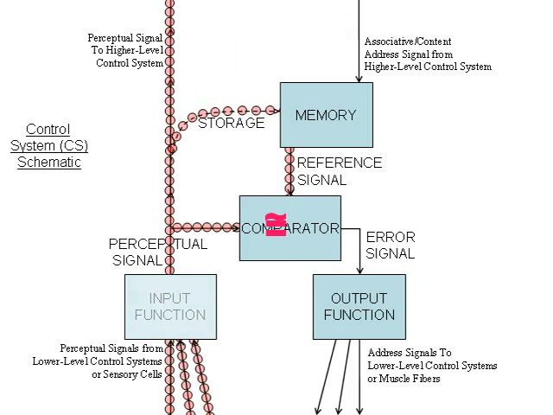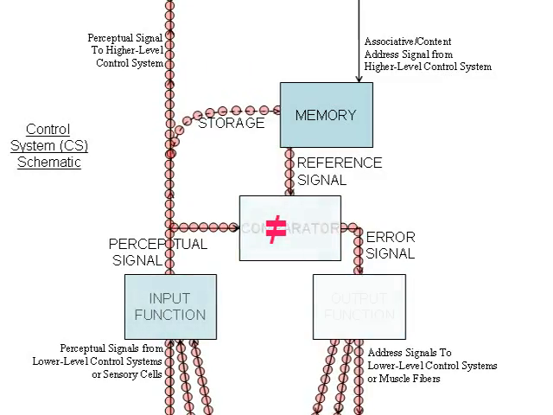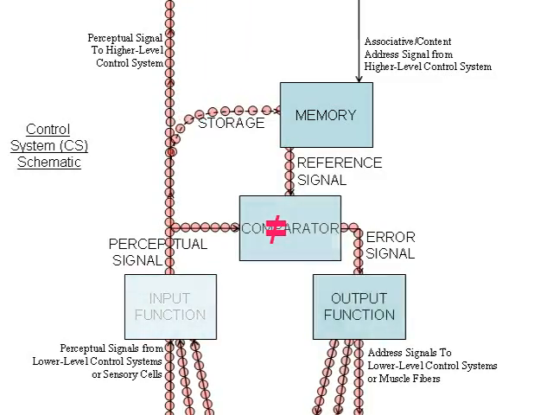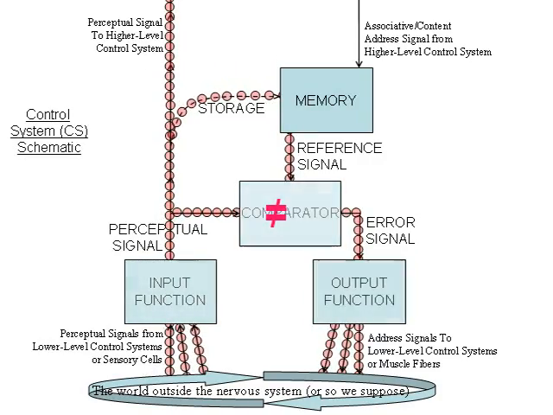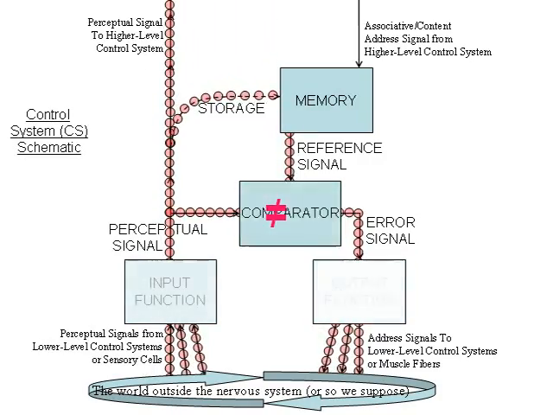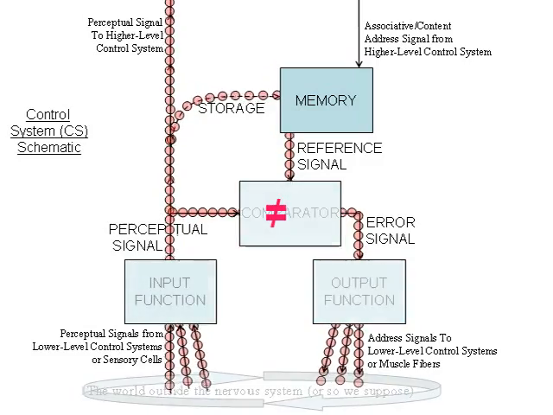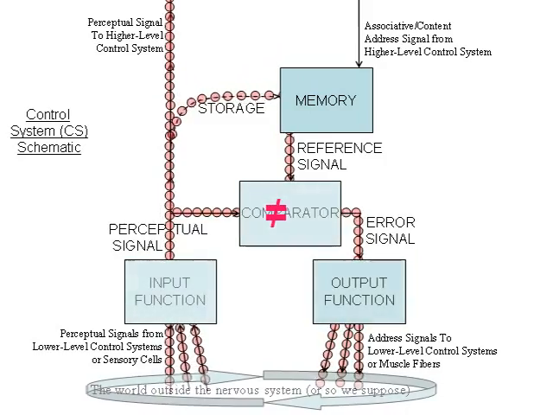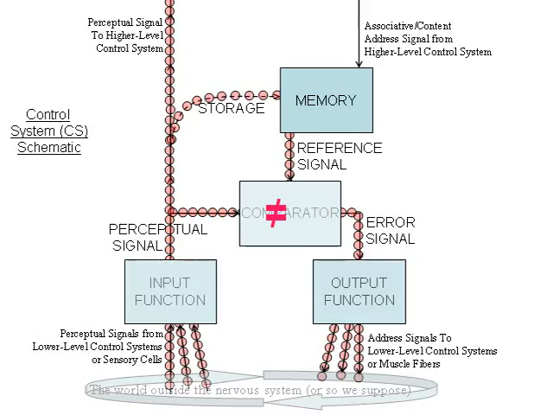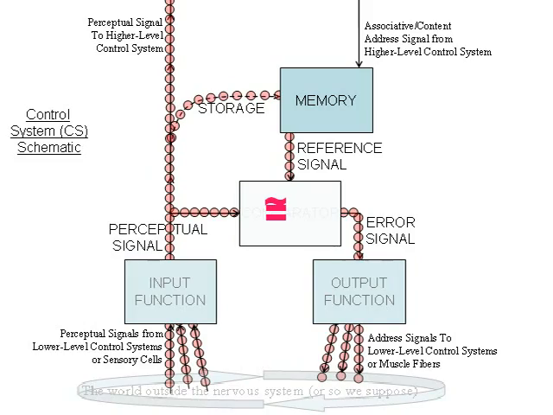But if the perceptual signal does not sufficiently approximate the reference signal, the comparator sends an error signal to the output function, which in turn generates address signals to lower CSs or directly to muscles. The organism acts, and thus perhaps changes how its surroundings appear to its CSs, in particular to the CS we are talking about. The negative feedback process is repeated several times per second until the comparator is satisfied that the signal from the input function adequately approximates the reference signal.